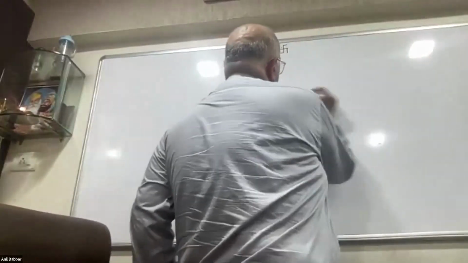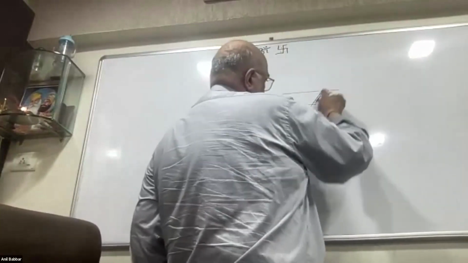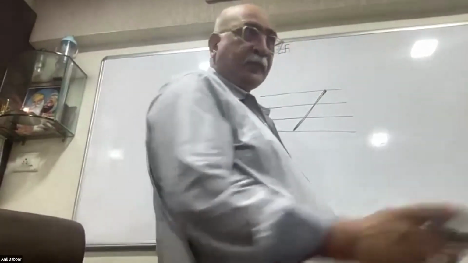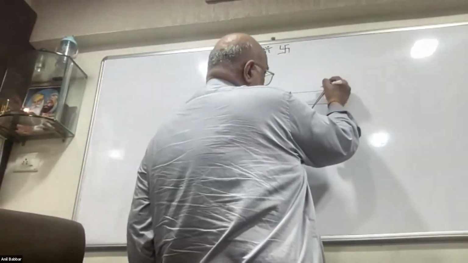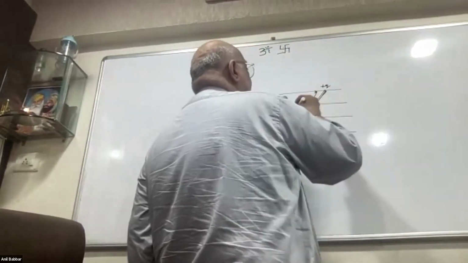So let's consider a dipole with two charges, positive q and negative q, separated by a distance 2a, placed in a uniform electric field, making an angle theta. Let's say this is a uniform electric field. Let's place this dipole over here. Here is the plus q charge, this is the minus q charge, and this distance is 2a.